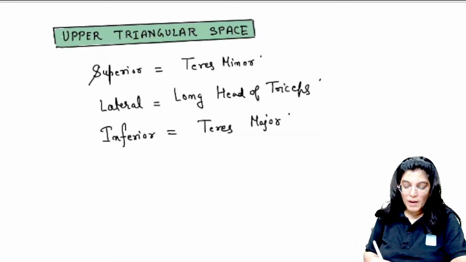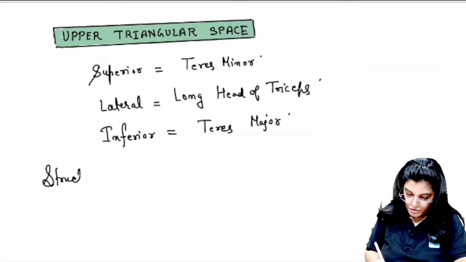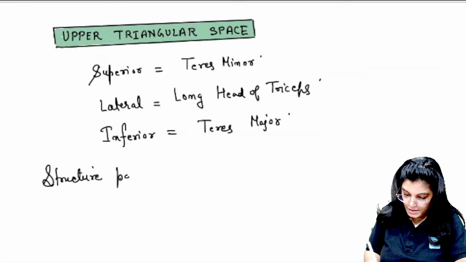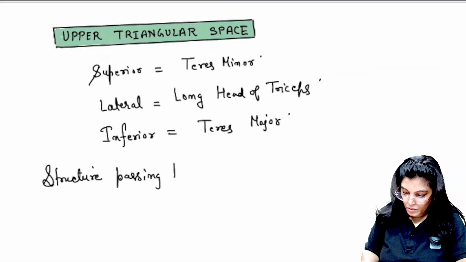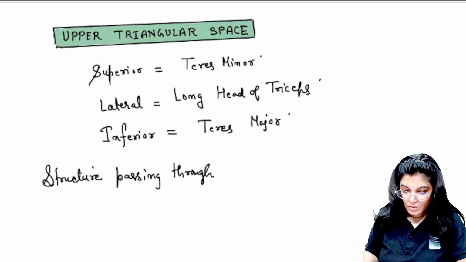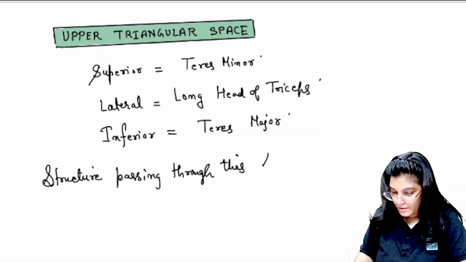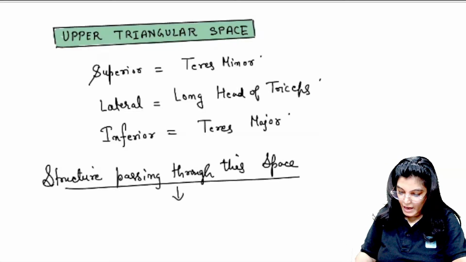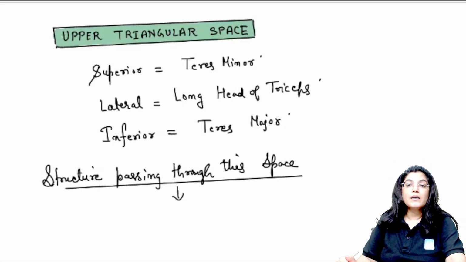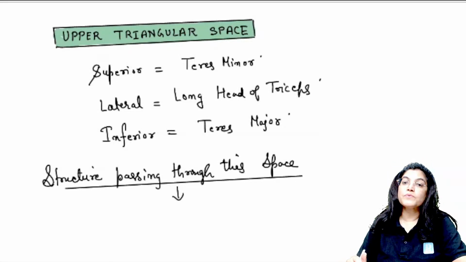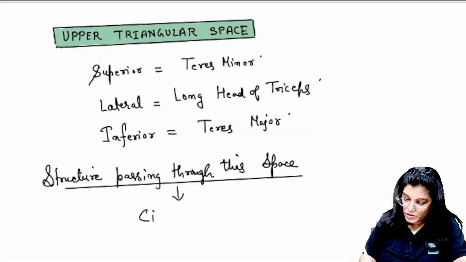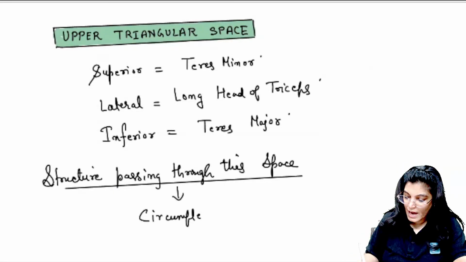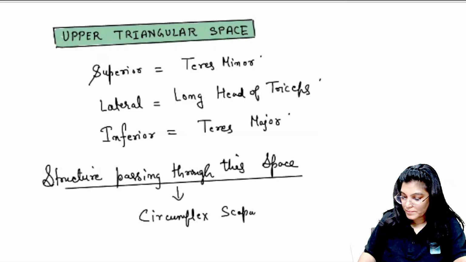Now, structures passing through this space, that means the upper triangular space. We have just one structure passing, and the name is the circumflex scapular artery, which is a branch of the subscapular artery, which is a branch of the third part of the axillary artery. Which artery passes? The circumflex scapular artery passes.